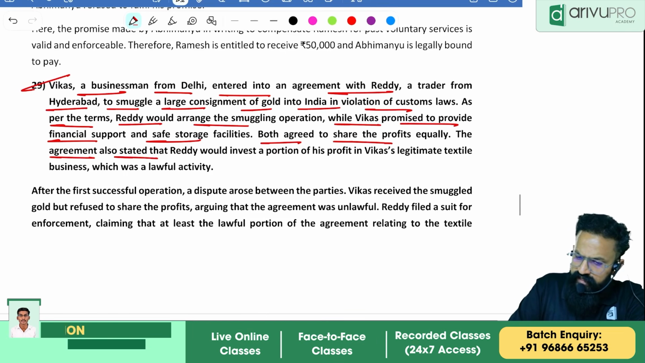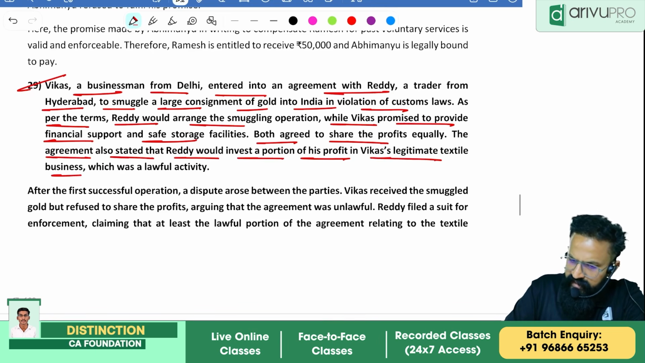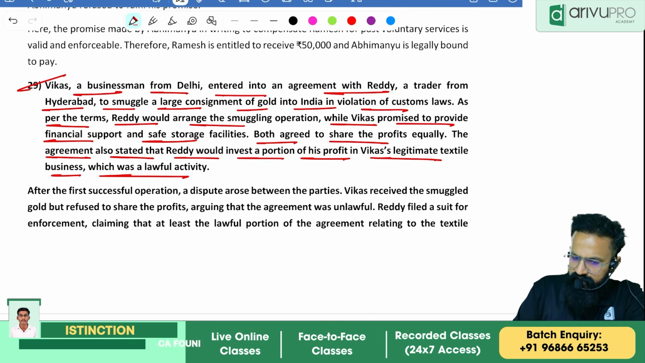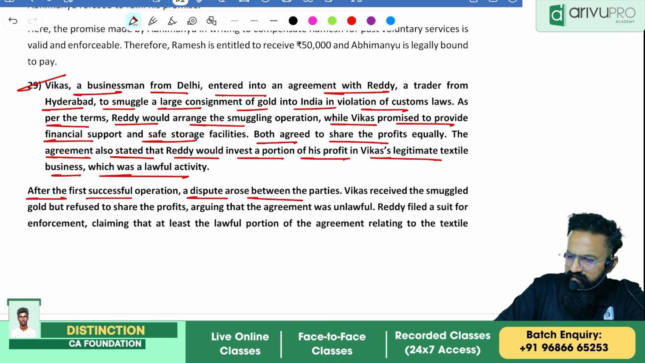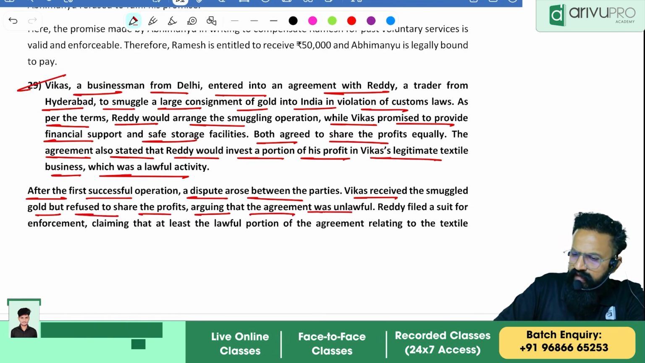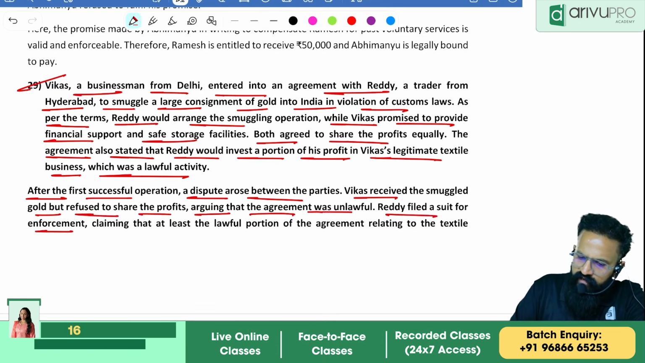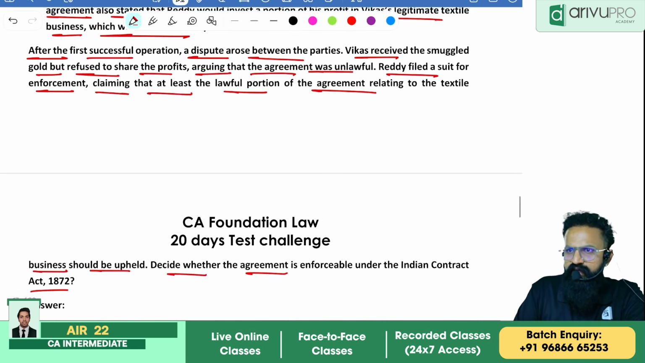The agreement also stated that Reddy would invest a portion of his profit in Vikas's legitimate textile business, which was a lawful activity. After the first successful operation, a dispute arose between the parties. Vikas received the smuggled gold but refused to share the profits, arguing that the agreement was unlawful. Reddy filed a suit for enforcement, claiming that at least the lawful portion of the agreement relating to the textile business should be upheld. Decide whether the agreement is enforceable under the Indian Contract Act 1872.